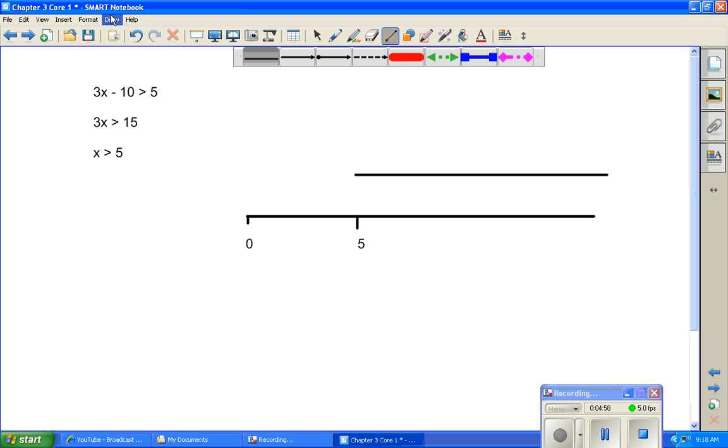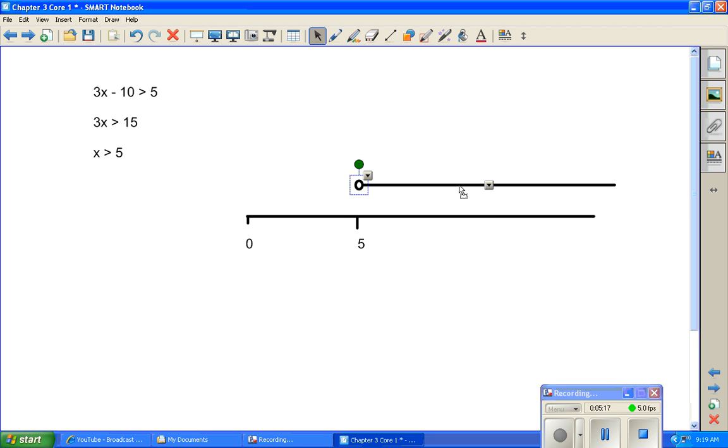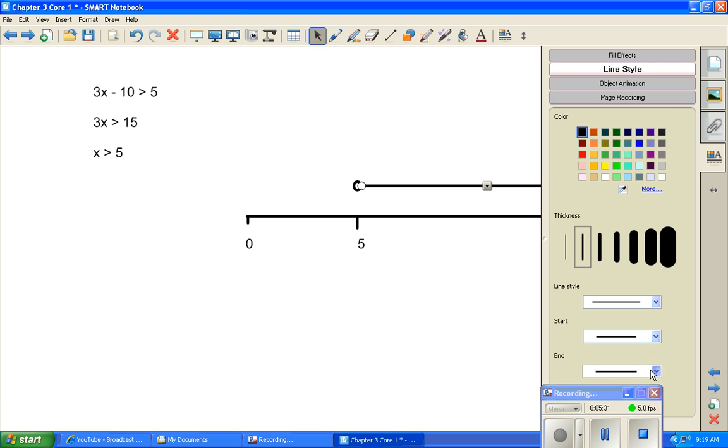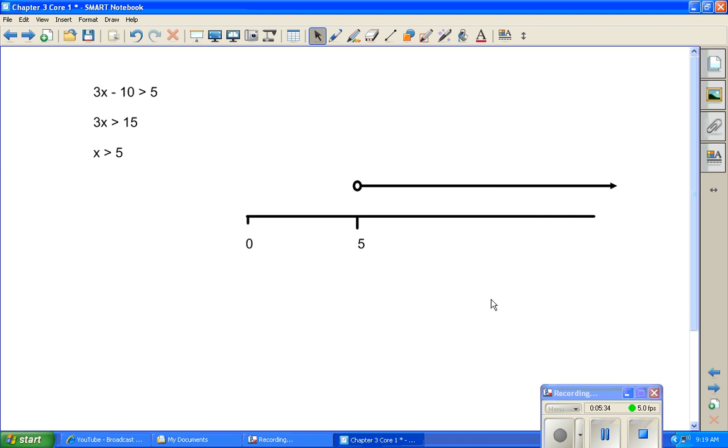Now this is where it gets a little bit tricky. I'm going to have to do a little circle and make sure that it's open, because the line goes to 5 but doesn't actually equal 5. So I'll move that more directly over 5. We can see the line goes right up to 5, but when it reaches 5, that's when it's not equal to. And if I put a little arrow at the other end, just to show that it's continuing on like that, that would be that equation.